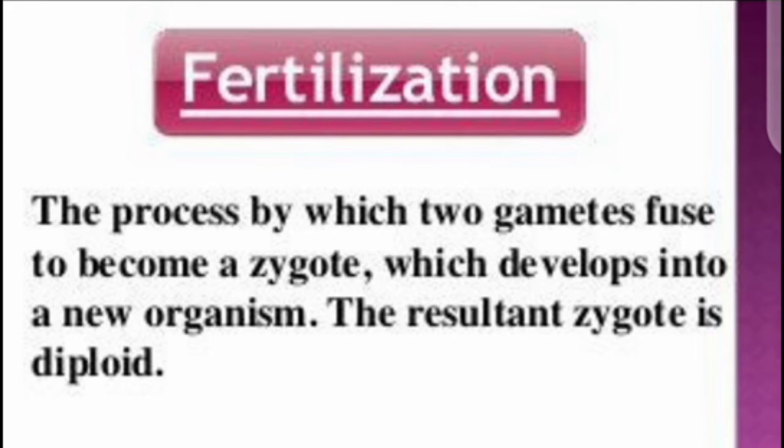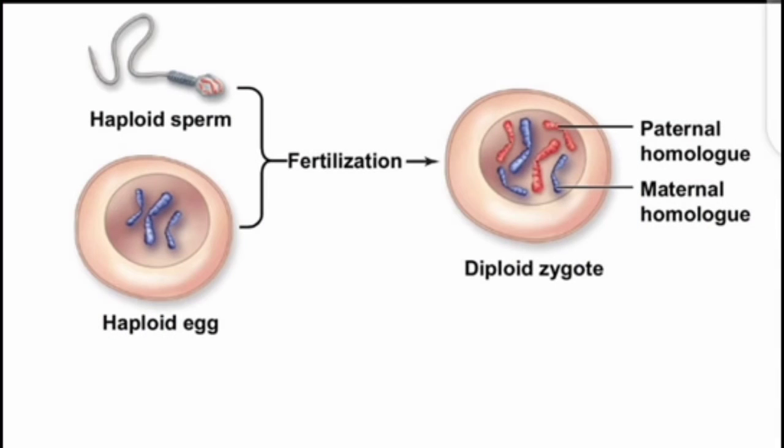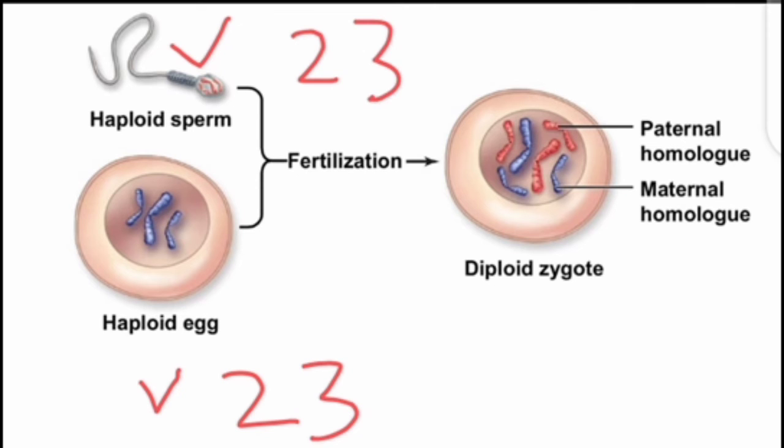Both sperm and egg contain 23 chromosomes, but the human body contains a total of 46 chromosomes, meaning 23 pairs of chromosomes. That is why they are called haploid cells. Why are they called haploid cells? Because this one is the sperm and this one is the egg. Egg contains 23 chromosomes and sperm contains 23 chromosomes.